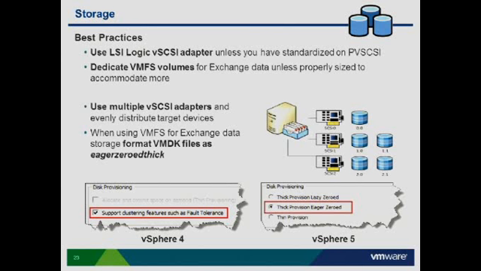And then eager zeroing thick the VMDKs if you're going down the route of using VMDKs. There's a couple ways you can do this. vSphere 4.1, I have the graphic here. You want to enable that VMDK for FT, for fault tolerance. That's going to zero it out. vSphere 5, you want to use the thick provision option.